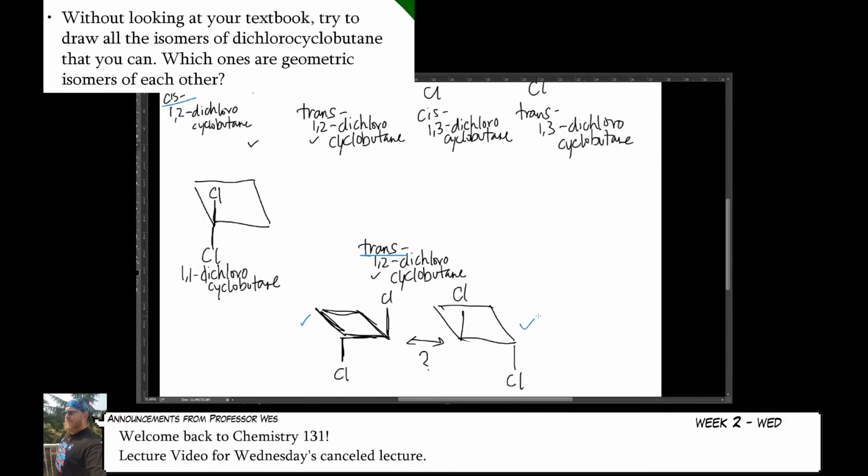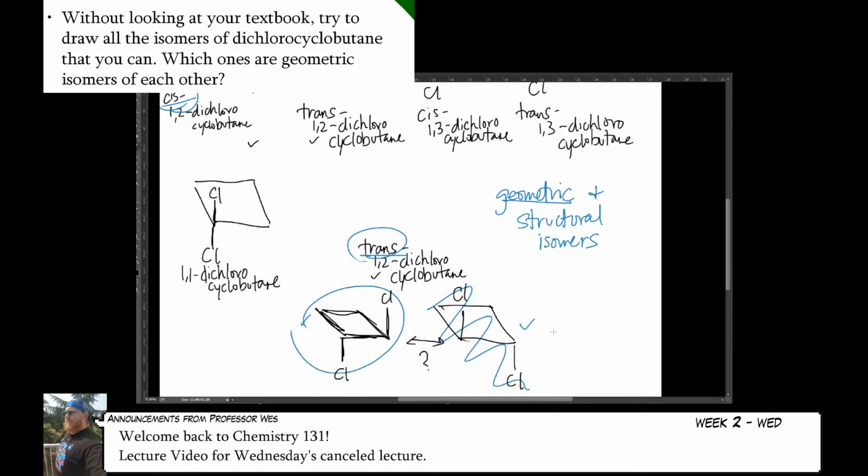I can't spin one around to make it look like the other one. But for any question where I ask you to draw all the isomers, what I want you to draw are just geometric isomers and structural isomers, okay? So draw only geometric and structural isomers. And so when I say geometric, what I mean is I need one that's cis and I need one that's trans, and it can be whichever ones you want. Don't worry about this extra one because this is actually an enantiomer, which we're going to cover later, okay?